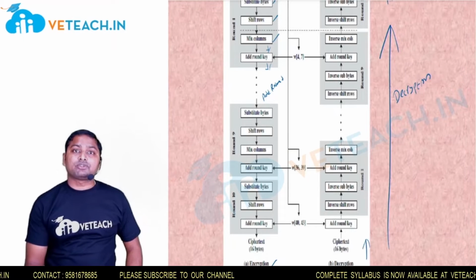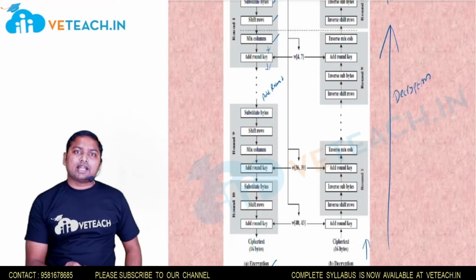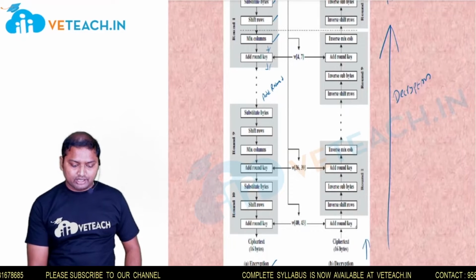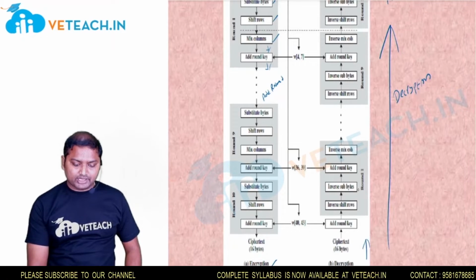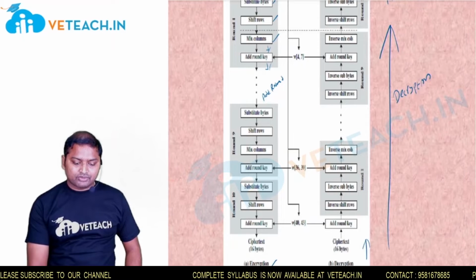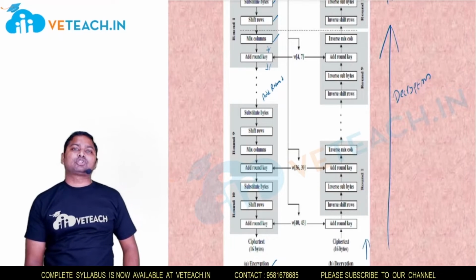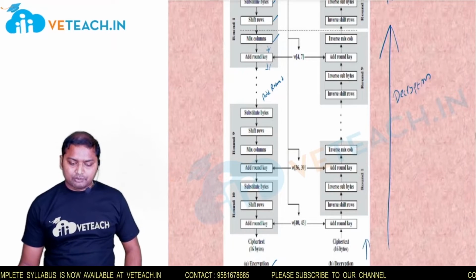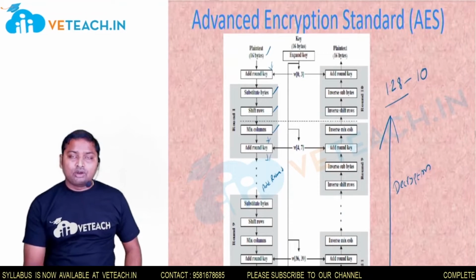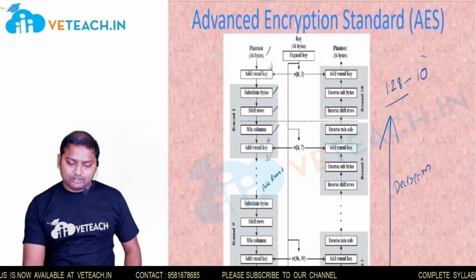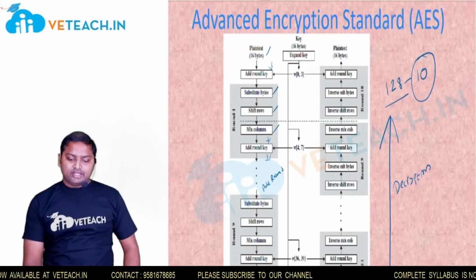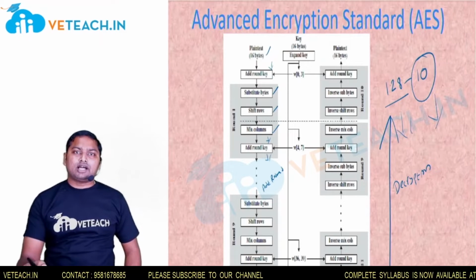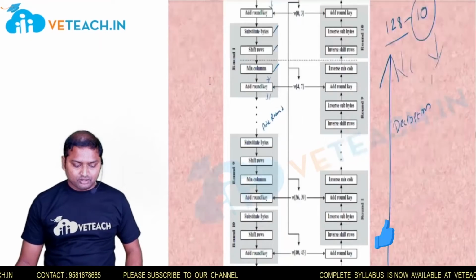What is the decryption process here? It is exactly opposite to the encryption process. Again you take add round key, inverse shift rows, inverse sub bytes, and again add round key, and again you do inverse mix columns. So round 1 to round 10. If my input is 128 bit, then I will use 10 rounds. If it increases, then automatically the key size and the rounds will be incremented.